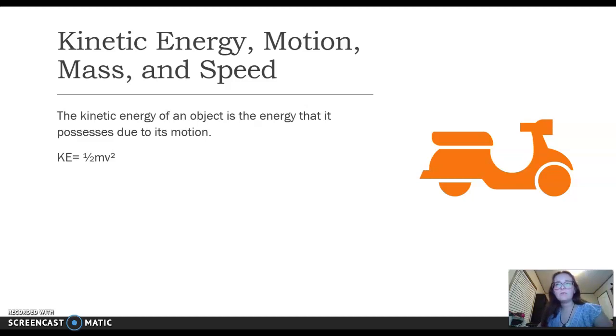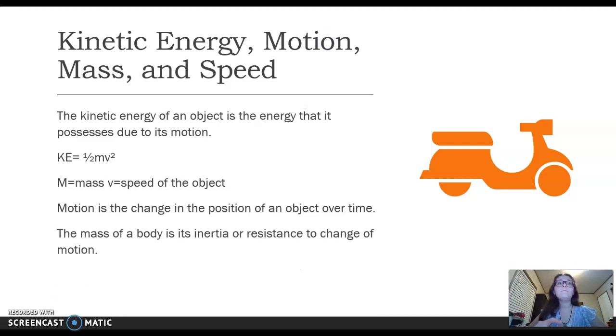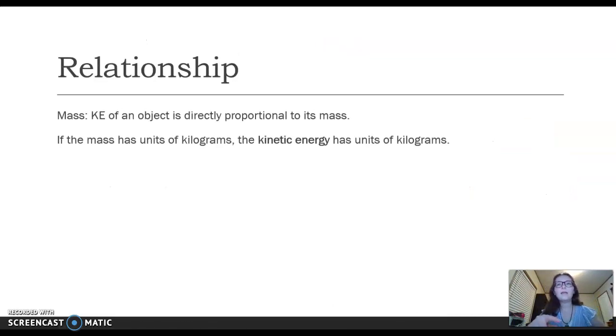But what do m and v stand for? We've already discussed mass and velocity. So in this equation, m stands for mass and v stands for velocity, but today we're just going to think of it as the speed of the object. Motion is the change in the position of an object over time, and the mass of a body is its inertia or resistance to change of motion. Speed is the distance traveled per unit of time. Pretty simple definitions. We all really understand it, but it's good to see it written out and be reminded.